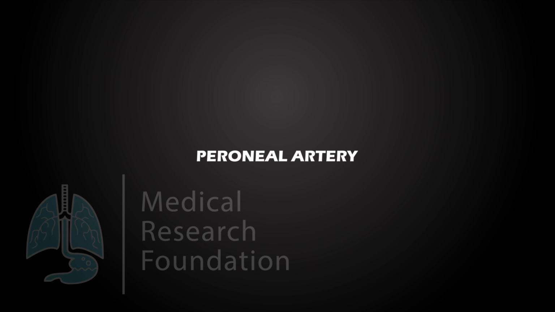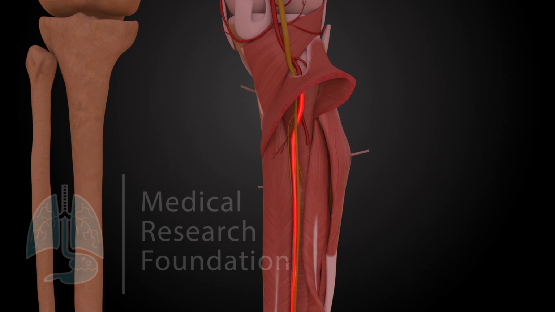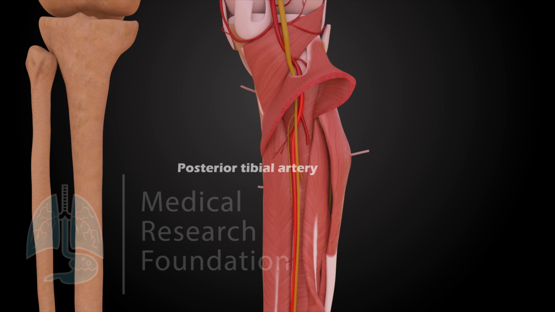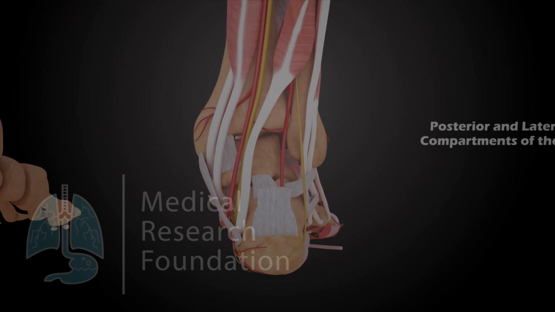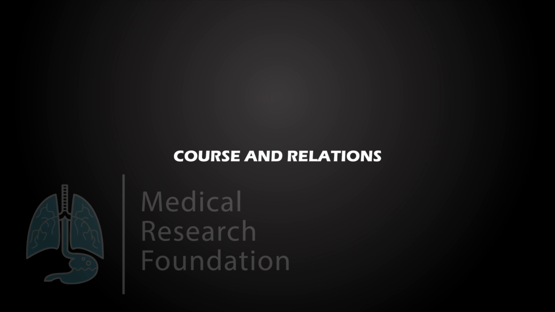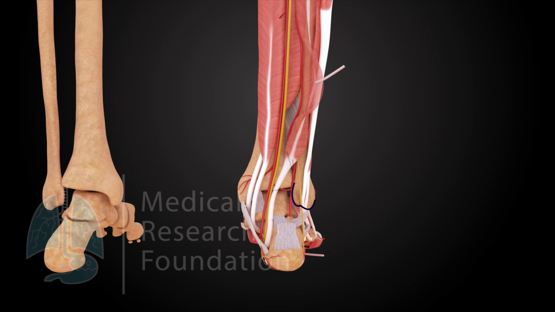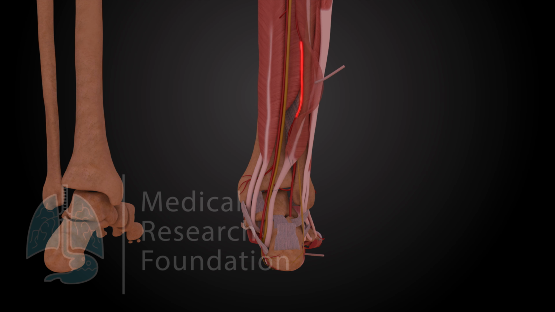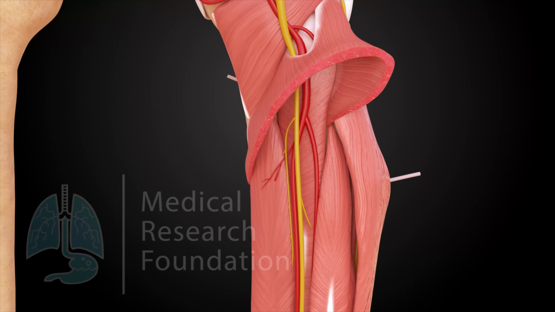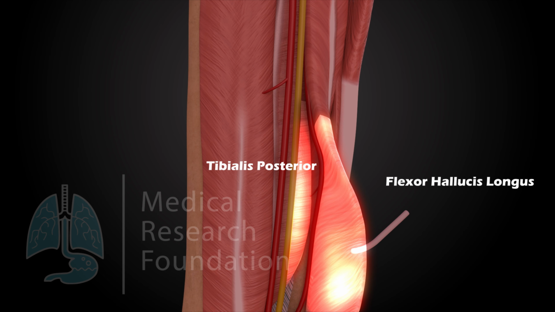Peroneal artery. Origin. It is the largest and most important branch of the posterior tibial artery. It provides blood supply to the posterior and lateral compartments of the leg. Course and relations. It arises 2.5 centimeters below the lower border of popliteus. It runs obliquely towards the fibula and then descends along the medial crest of the fibula in a fibrous canal between the tibialis posterior and flexor hallucis longus.